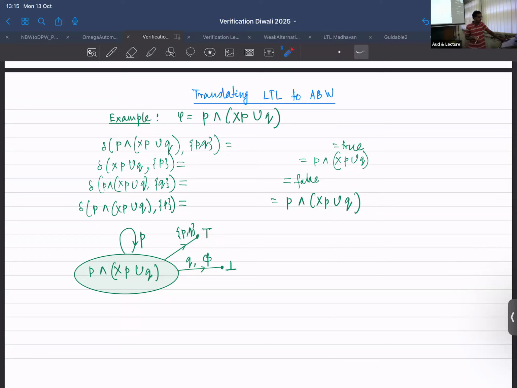So that's the idea. And here there is no state which is an accept state. Like the alpha is an empty set. You are just accepting the words by reaching the truths, right? By satisfying the true condition.